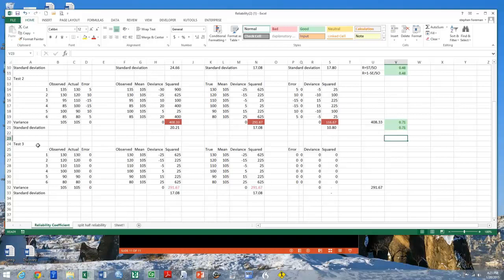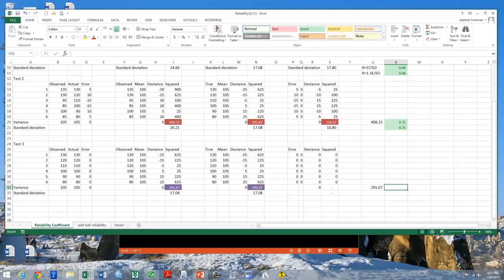Okay, last piece of this. Suppose our test is perfect. Suppose our observed scores equal the actual scores. Means 105 again, no errors. So here's observed and the means. And lo and behold, we've got an observed variance of 291.67. We're back to our true again, 291.67. Nothing for error, right?